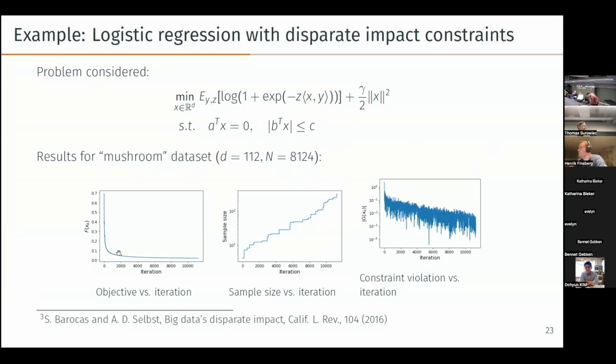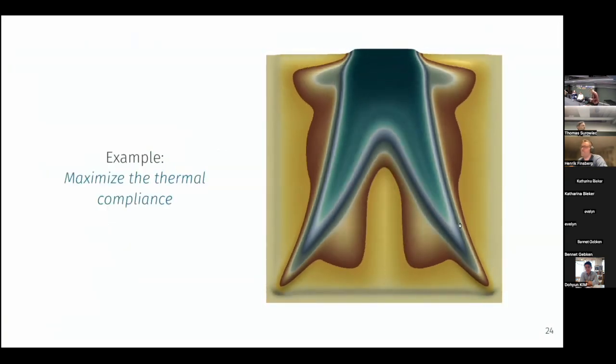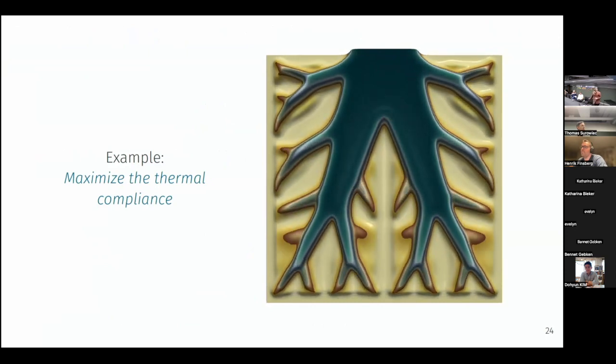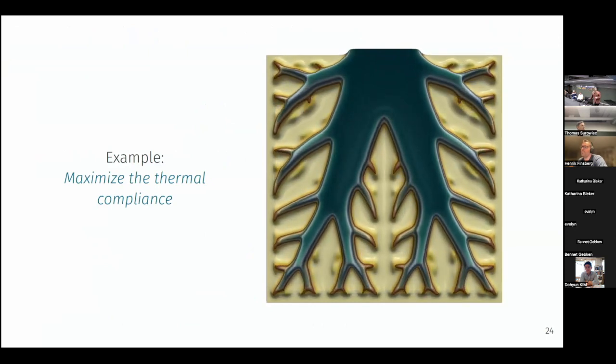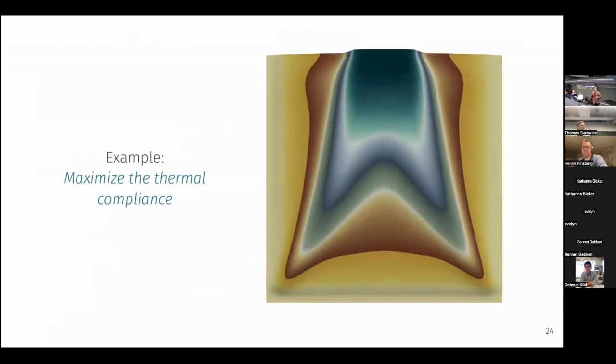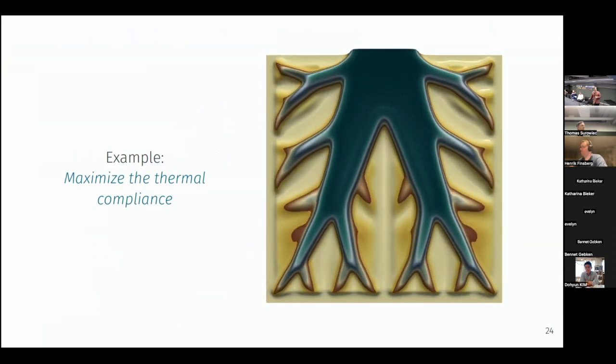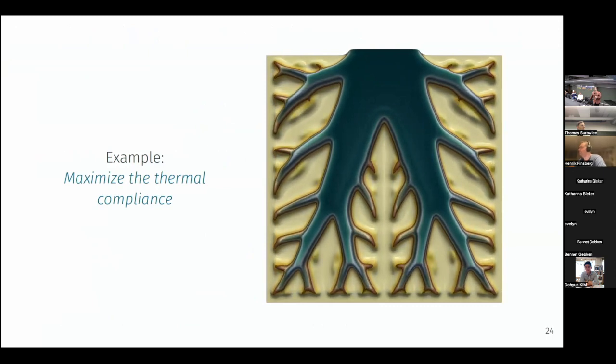So we see quick convergence of the objective function. You can see controlled growth of the sample size and also controlled decay of the feasibility error. The next slide is something that I find is closer to my own research interests, which is topology optimization. So here I'm showing topology optimization, as I said before, of a thermal compliance.